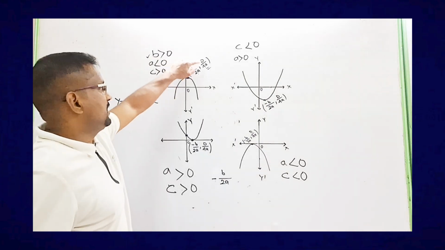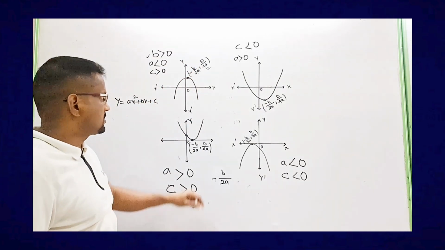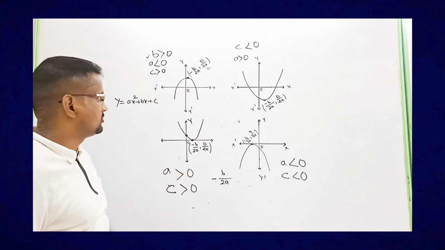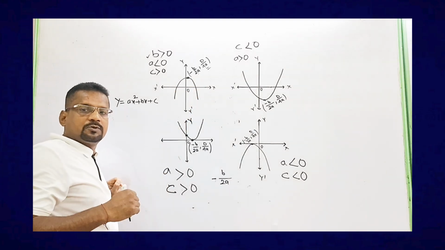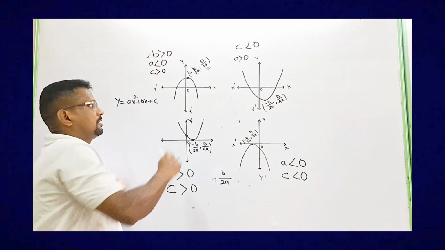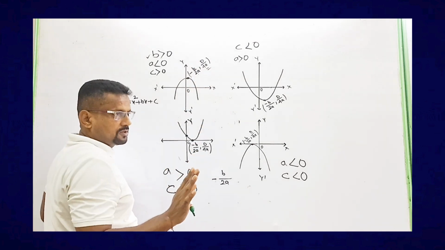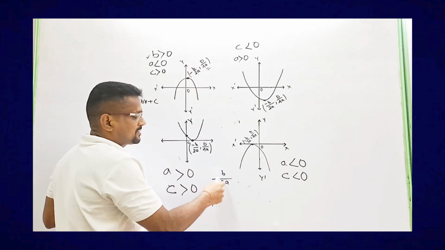See here, d by 4a is not required. We will just consider the x coordinate, minus b by 2a. Now, in the first quadrant, the x coordinate is positive and the y coordinate is also positive. Therefore, minus b by 2a must be positive. You should not think that because a minus sign is present, it is negative.